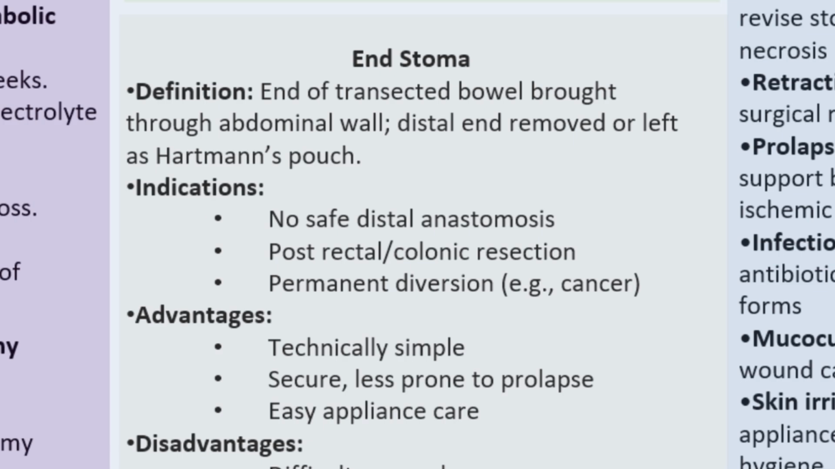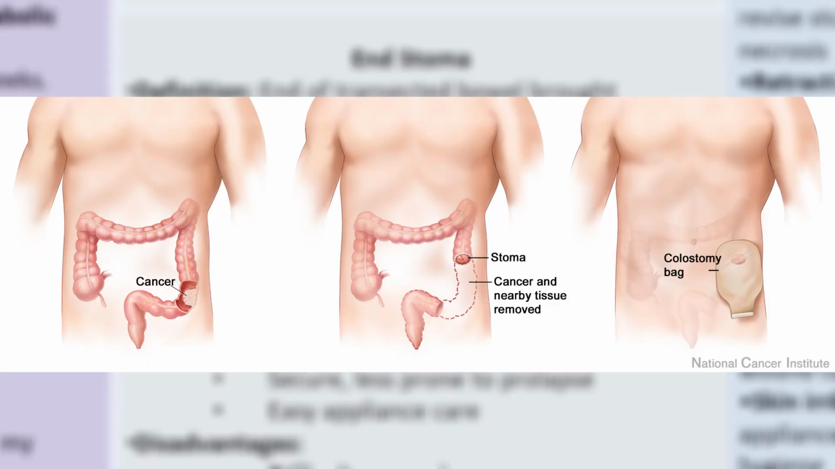So what can happen is that sometimes if you do the Hartmann's pouch, it can be reversed with time, but most of the times it is left forever. And the indications for this is that when you have no safe distal anastomosis, and that is we cannot do anastomosis to that distal part. If it is post rectal or colonic resection, if you want to do a permanent diversion, for example, if someone has cancer and you want to bypass the place with cancer, probably there's an obstruction there.